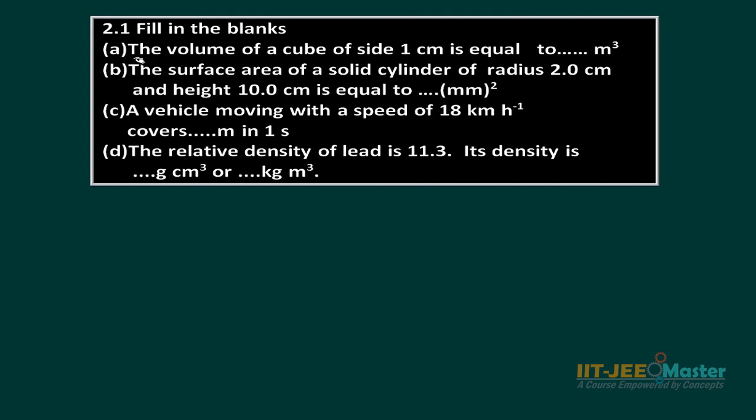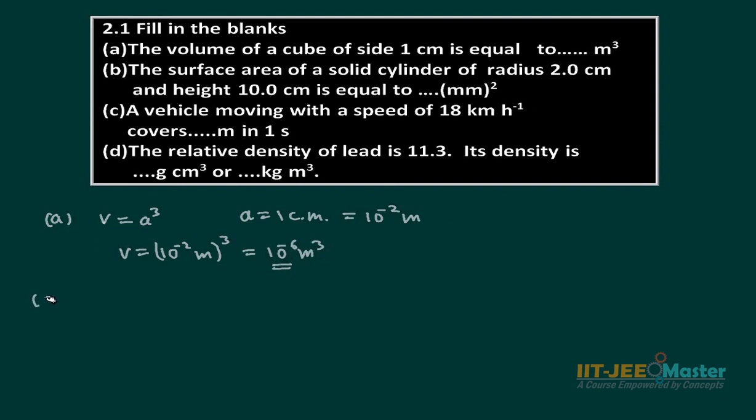This is a fill in the blanks problem. The volume of a cube of side 1 centimeter is equal to dash dash dash meter cube. We have to find the answer in terms of meter cube. Volume is given as the cube of the side, where the side is given as 1 centimeter, that is equal to 10 to the power minus 2 meter. So volume will be 10 to the power minus 2 meter cube, that is 10 to the power minus 6 meter cube. So our answer is 10 to the power minus 6.